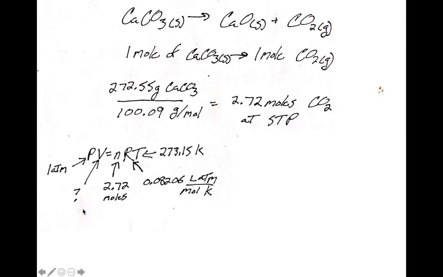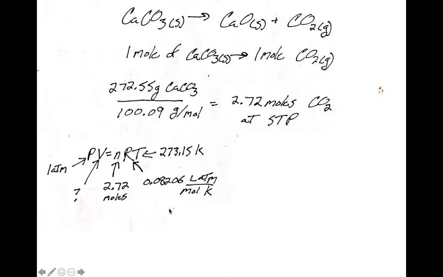You know it's 2.72 moles. STP is 1 atmosphere. Temperature is 273.15, and you've got your gas constant. You plug those all in, you only got one variable to solve for, which is the volume. That works. That will absolutely tell you the volume of 2.72 moles of CO2 at STP. Nothing wrong with that. If I was on a test, that's probably how I would solve it personally.